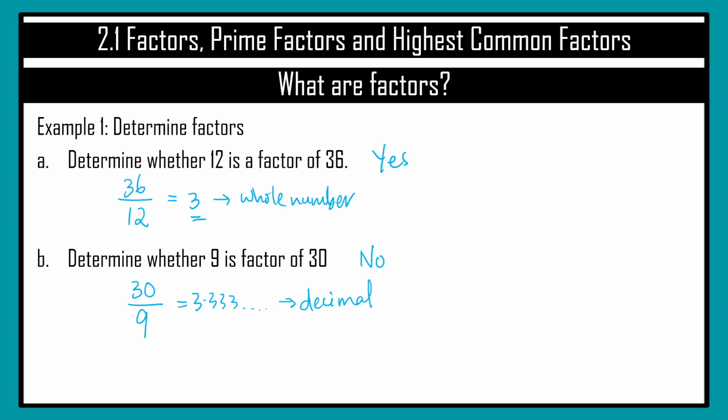If our answer is a whole number, like question A, 12 is a factor of 36. But if we get our answer in decimal, like question B, we can say that 9 is not a factor of 30.